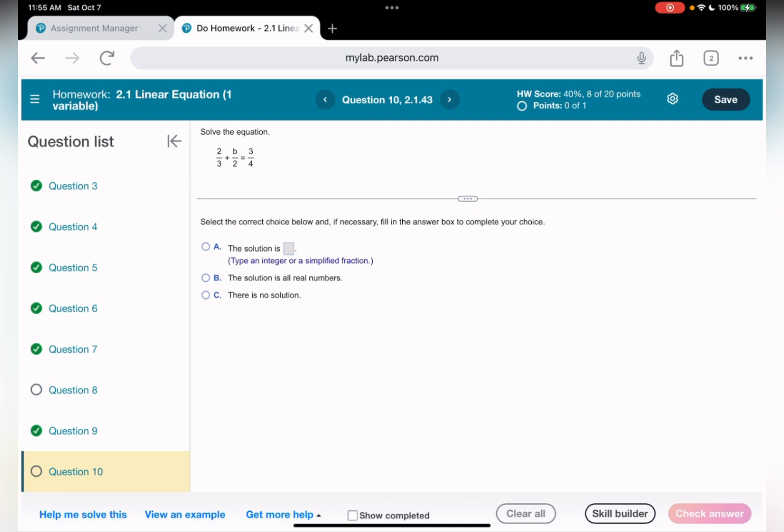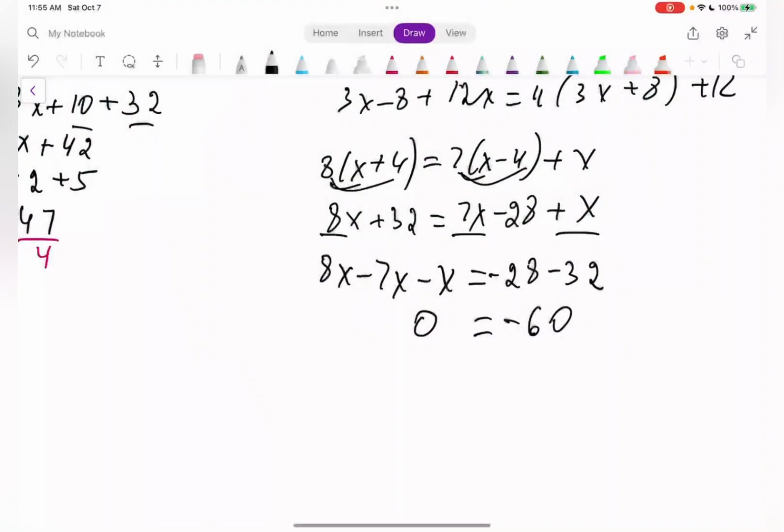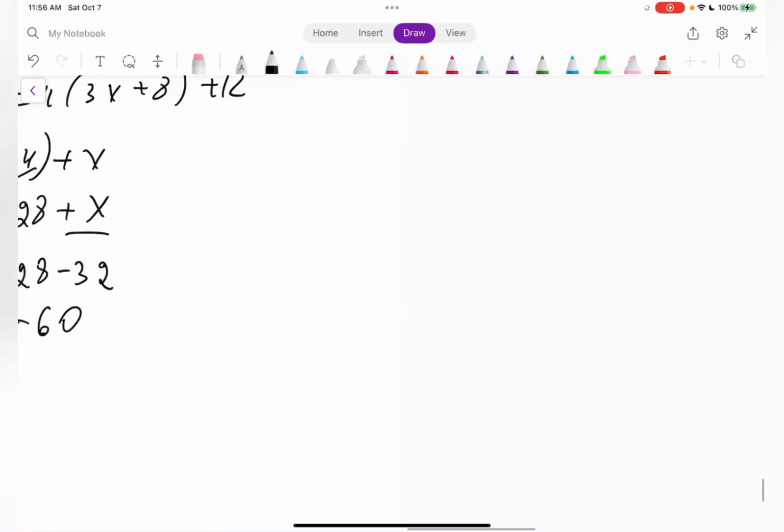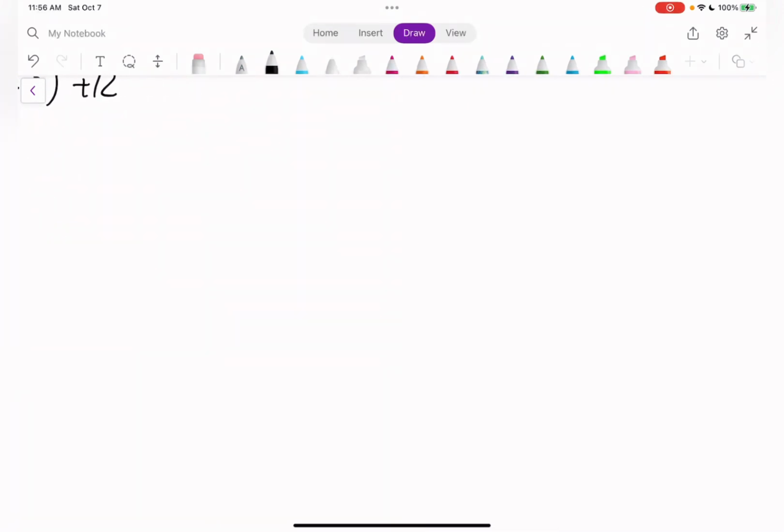Let me solve this one. So what do we have? 2 over 3 plus b over 2 equal 3 over 4. Okay, denominators 3, 2, and 4. It cannot be 8 because although 8 you can divide by 4 and 2, you cannot divide by 3. So it's going to be 12. 12 we can divide by 3, by 2, by 4. So what do we have?